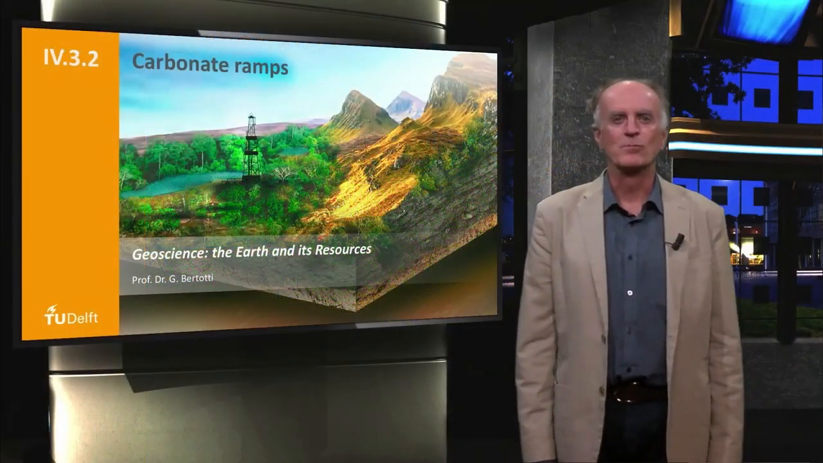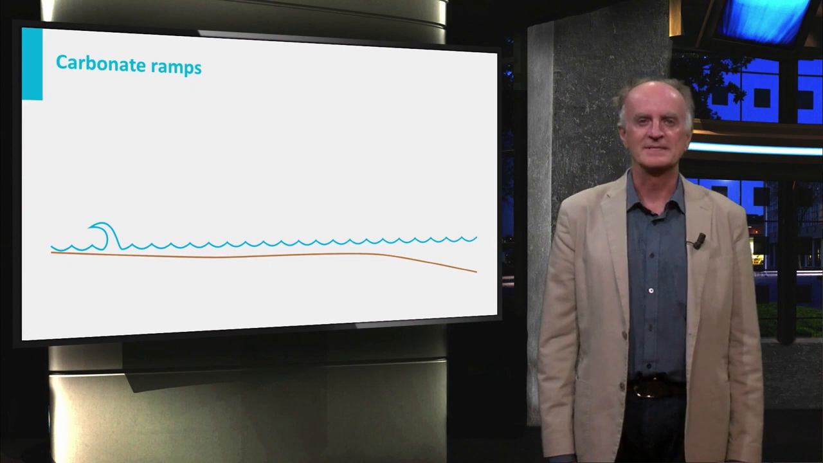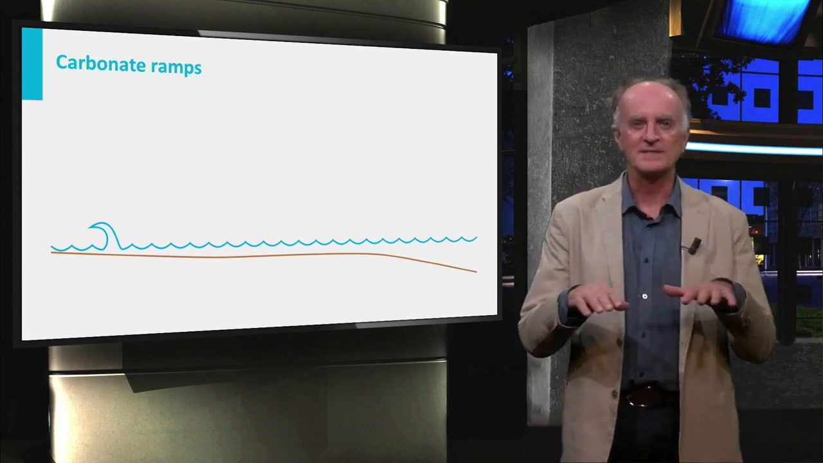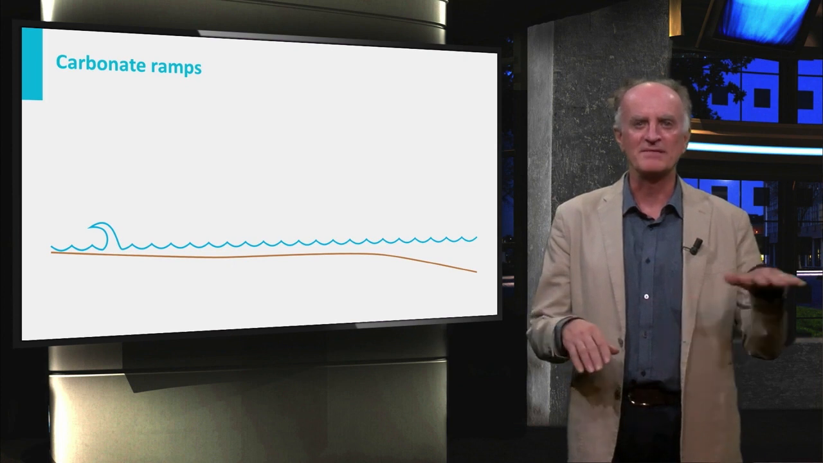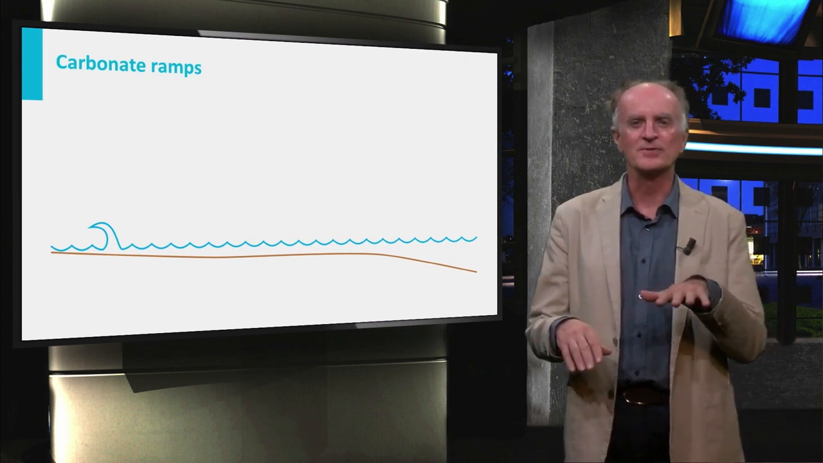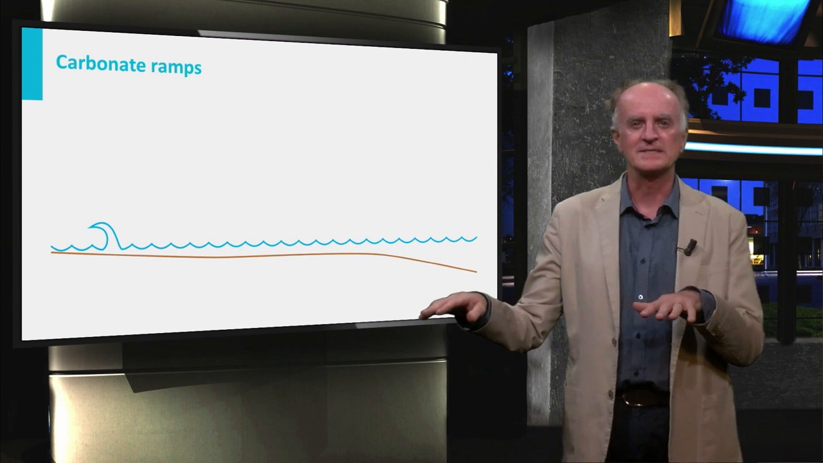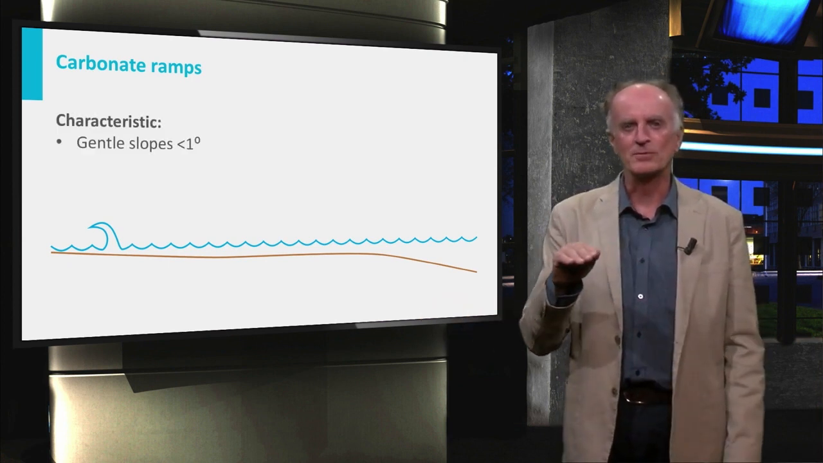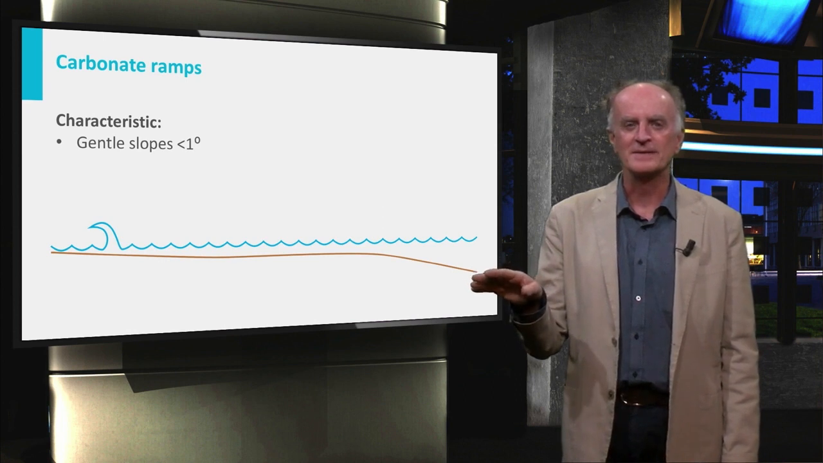Carbonate ramps are one of the main types of carbonate systems. Carbonate ramps are very wide domains, generally situated between a flat, low-altitude continental mass and shallow seas. They are characterized by a very gentle slope, typically less than 1 degree.